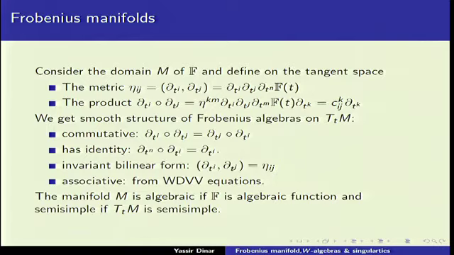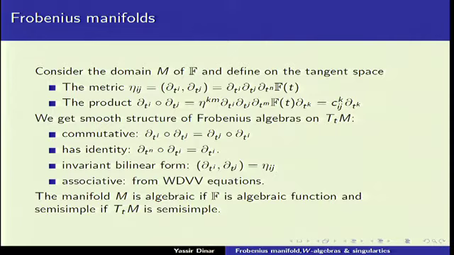This Frobenius algebra will be commutative, and the special index Dn will define a vector field. This vector field will be the identity element. And your metric will be invariant with respect to this product. The WDVV equations, the system of partial differential equations, are the reason for the associativity of this Frobenius algebra.